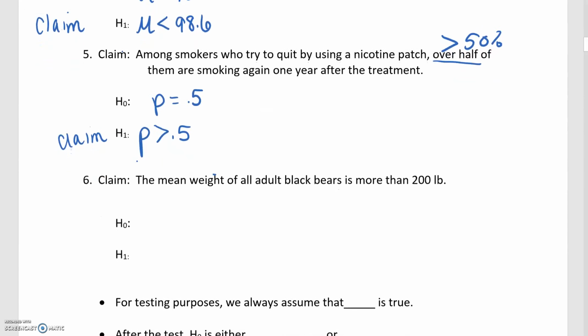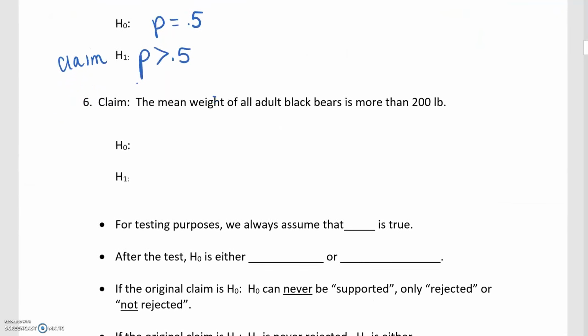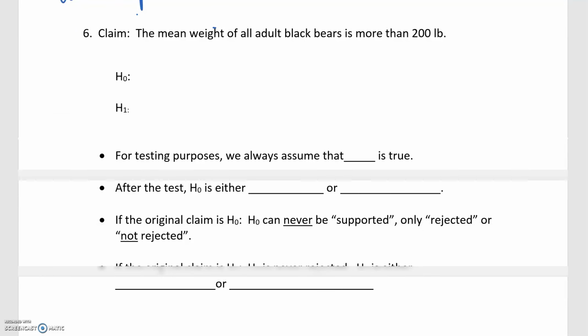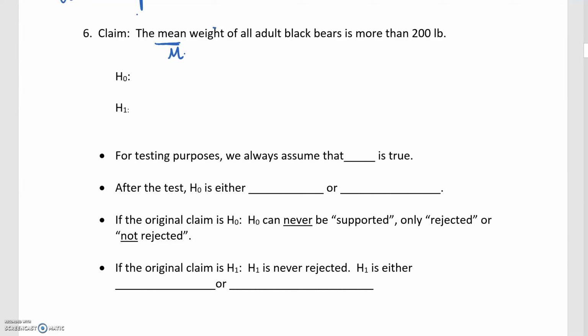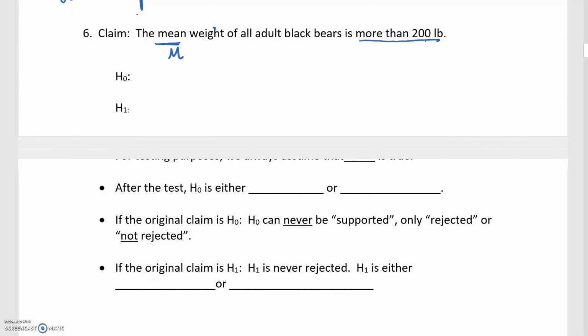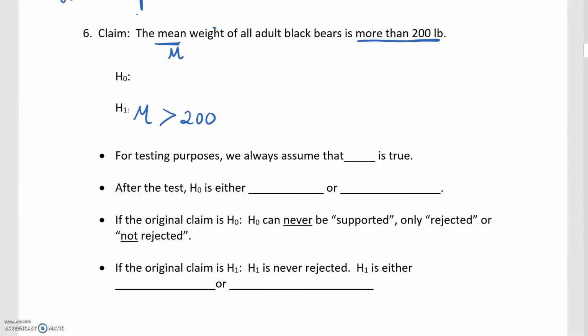Okay, and the last one we're going to use as an example. Claim number 6 here. So it says, the mean weight of all adult black bears is more than 200 pounds. So we have mean, so that's going to be mu, and more than 200 pounds. So our alternate hypothesis is going to be mu is greater than 200. And our null hypothesis will be mu equals 200.